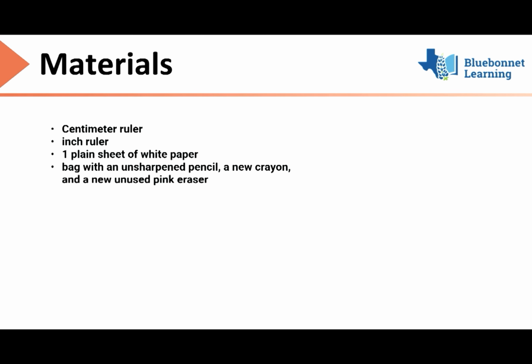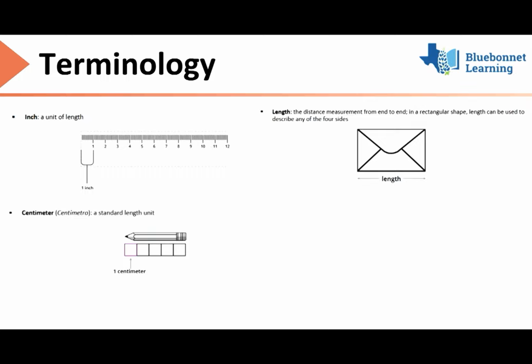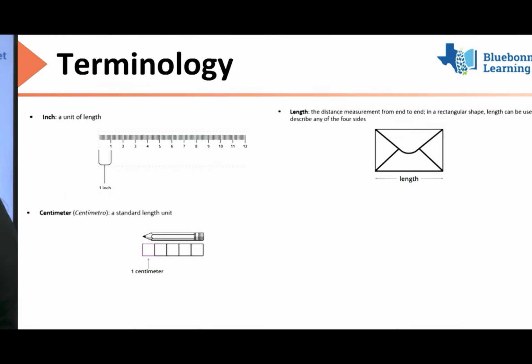The materials you will need today are a centimeter ruler, an inch ruler, one plain sheet of white paper, a bag with an unsharpened pencil, a new crayon, and a new unused pink eraser. Please get those ready. Terminology. The words we will be using today are inch, centimeter, and length.